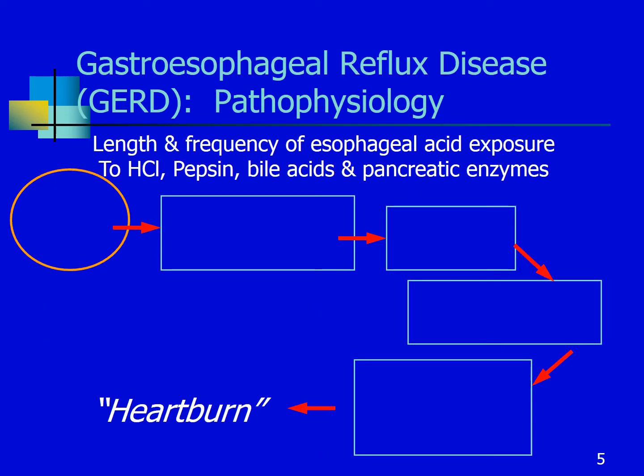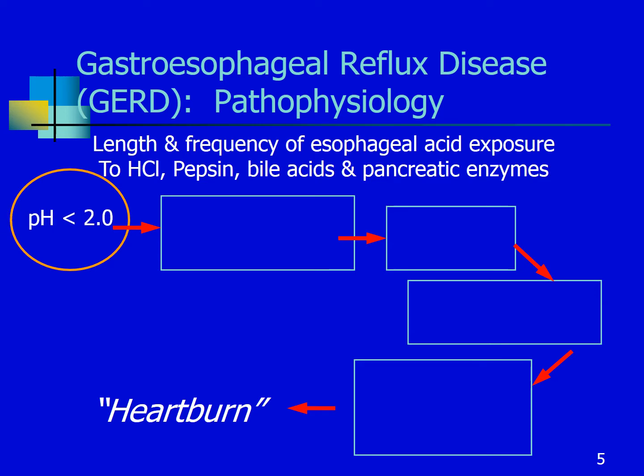So we are going to start with our first disease, which is gastroesophageal reflux. Pretty much the length and frequency of the acid exposure to the esophagus creates a problem. Hydrochloric acid, pepsin, bile acids, and the pancreatic enzyme. We know that the stomach is really acidic, right? However, the esophagus is not as acidic. And so when you have acid entering that area, it's definitely going to alter the normal surface.